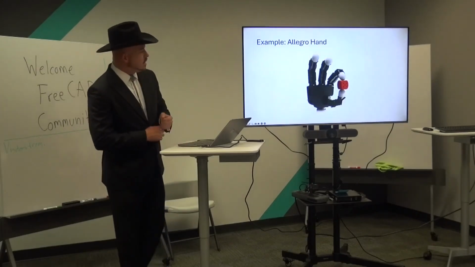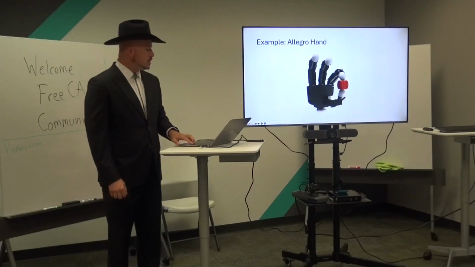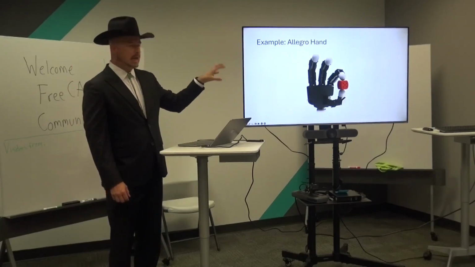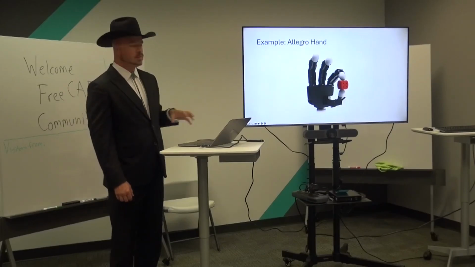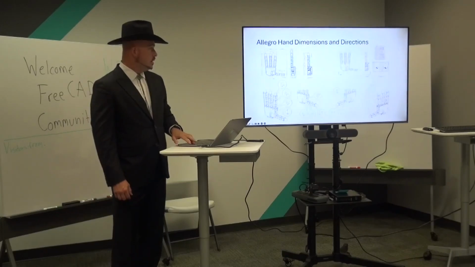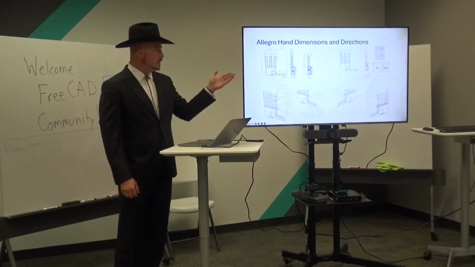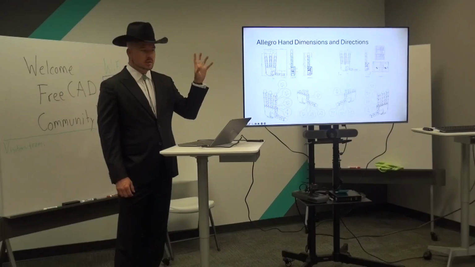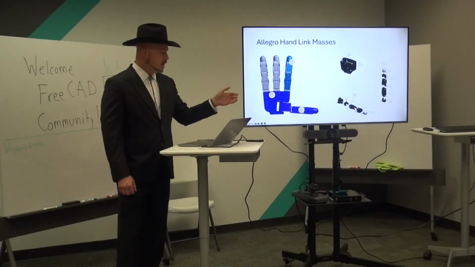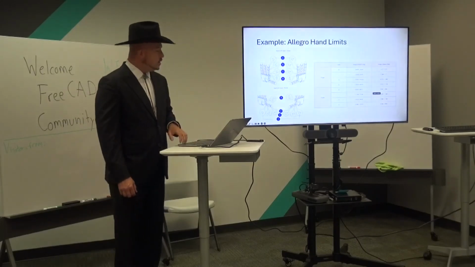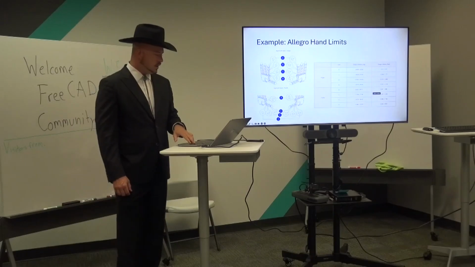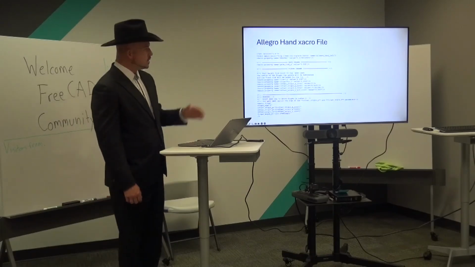So here's an example, the Allegro hand. If you start off with this, this is a commercially available hand that you can purchase, and they'll provide an STL form, the CAD model. But you can go online and get the dimensions and the directions of each of the joints. You can get the link masses, and then you have the limits of motion that is available for each of these. And from there, you can then construct your Xacro file.